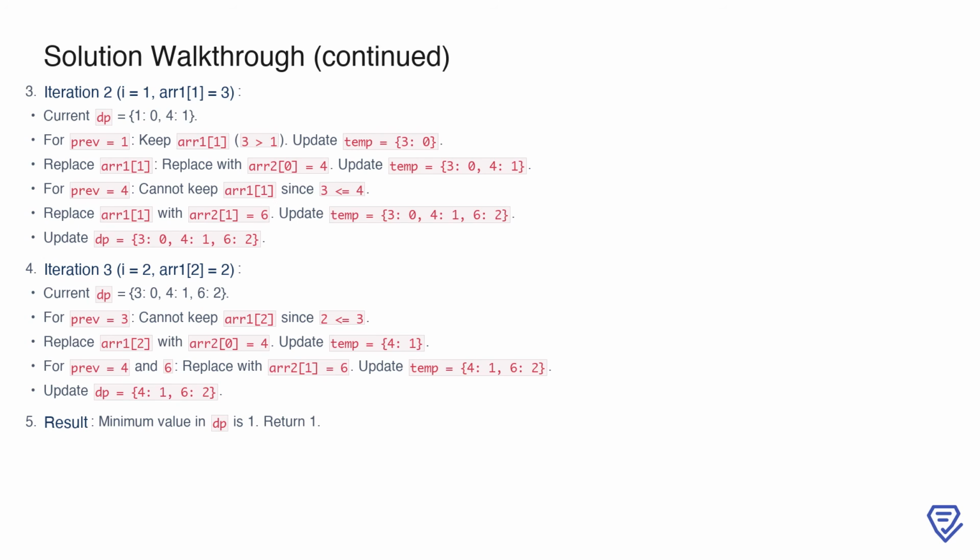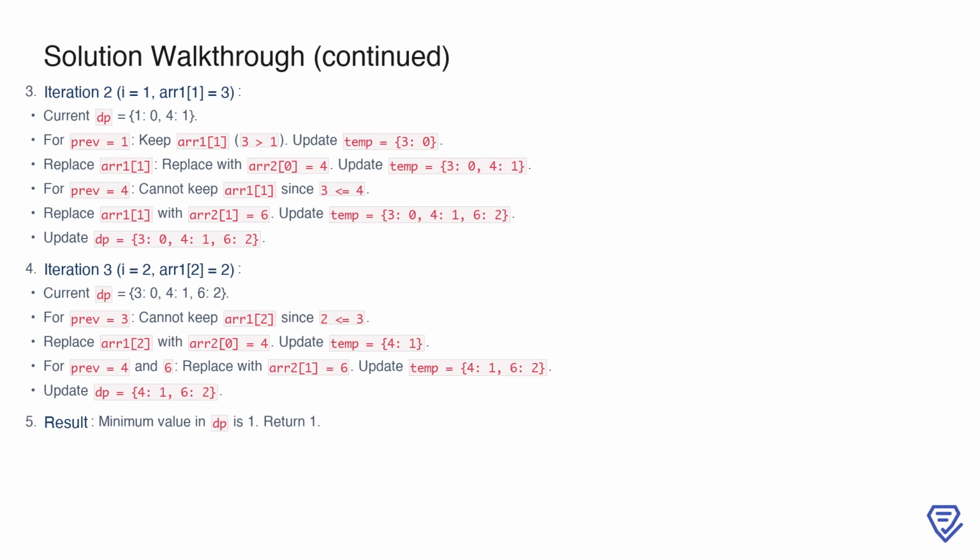For the previous value of 4, keeping 3 is not possible as 3 is not greater than 4. However, replacing 3 with the next valid value in ARR2, which is ARR2[1], or 6, requires 1 additional operation. This updates temp to {3: 0, 4: 1, 6: 2}. Finally, we update DP to {3: 0, 4: 1, 6: 2}. In the third iteration, we consider ARR1[2], which is 2.